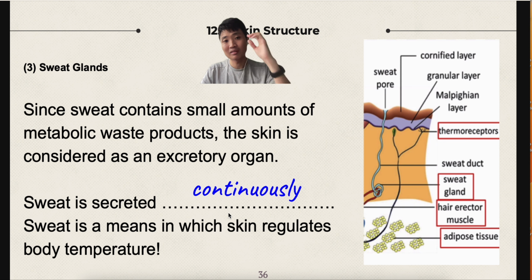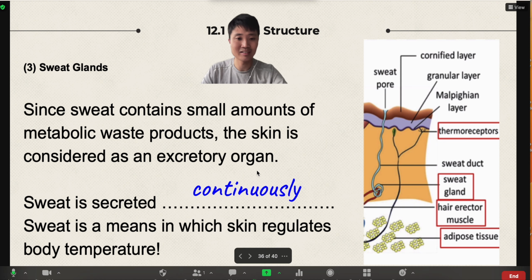So it helps to regulate temperature and excretion, right? Your sweat glands are the reason why our skin is also considered an excretory organ. Note that sweat is secreted continuously, so it's a way that our skin regulates our body temperature. Quite a beautiful mechanism if you think about it.